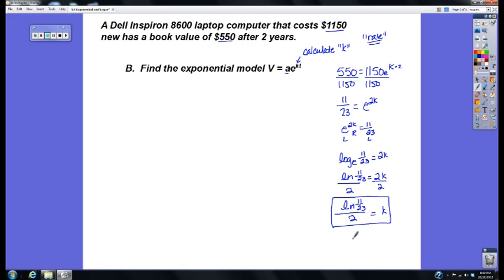For now, for this problem, we are going to estimate k. To estimate it, we're going to use 4 decimal places. This is negative 0.3688. So for my k right here, it's negative 0.3688. So my exponential model will be my starting value times e to the k value times t. There's your exponential model, but you had to go through the process of finding k.